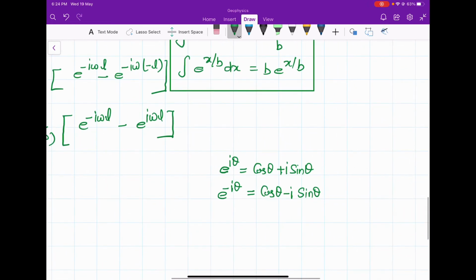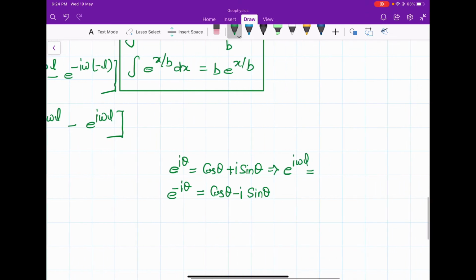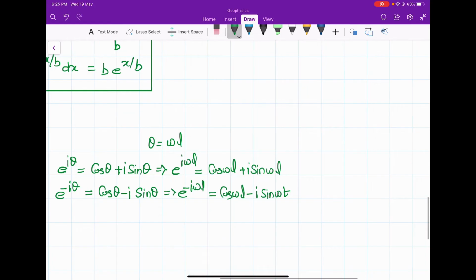So here if we consider theta as omega L, that will be e to the power i omega L, which is equal to cos omega L plus i sine omega L. Put theta equal to omega L, or e to the power minus i omega L, that will be cos omega L minus i sine omega L. So these are the two equations.